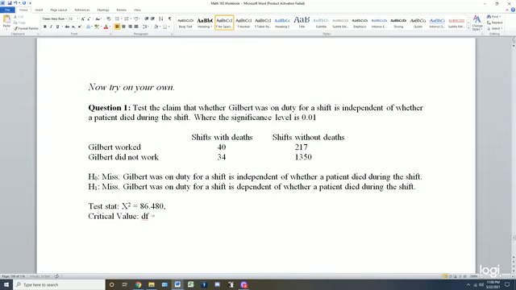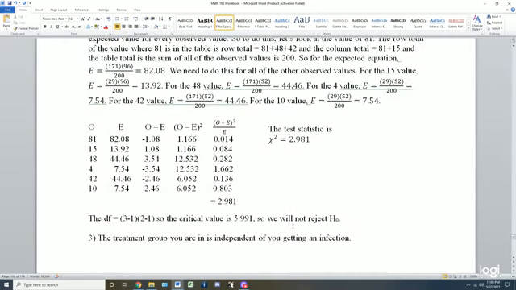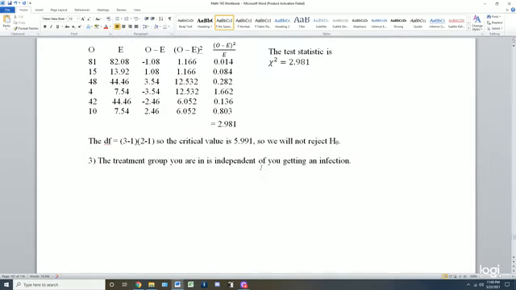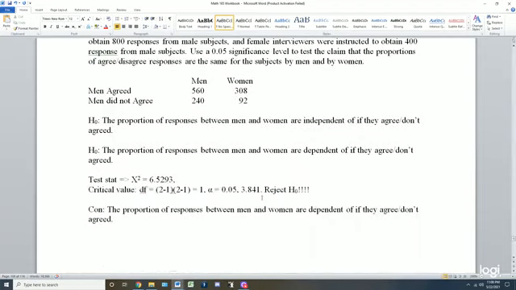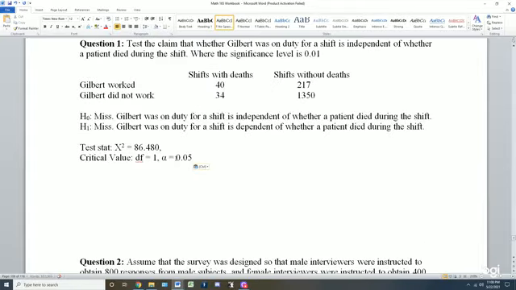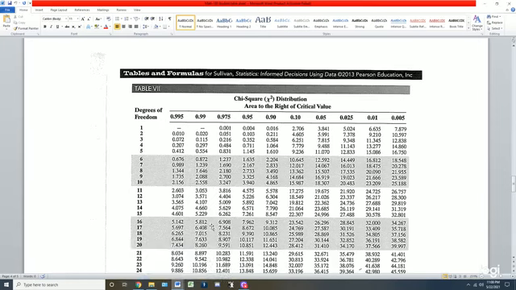So degrees of freedom here is going to be, again, it's 2 by 2, so I'll just skip that word and just say 1. And again, with an alpha of 0.01. Where's my alpha? Sorry, it's right here, right? 0.01. So let's find our critical value. 0.01 with 1 degree, 6.635.